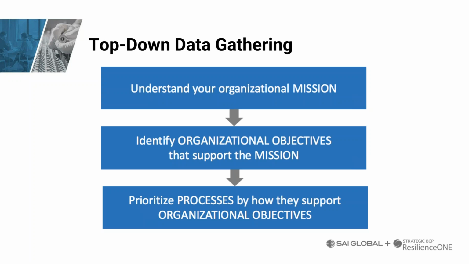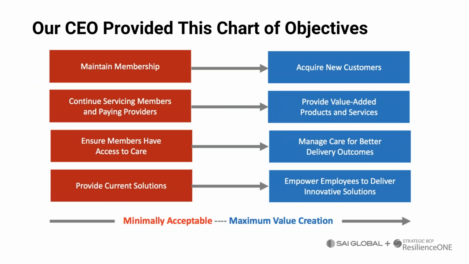And then we also got a chart of objectives, okay? So what are the core objectives of our organization? Now let's wait for that to come up on the screen here. There we go. Okay, so we got this chart too from her. We have our minimally acceptable, and then we have our maximum value creation. Here's what we minimally have to do, but we don't want to be in the red area. We want to be in the nice blue area here.